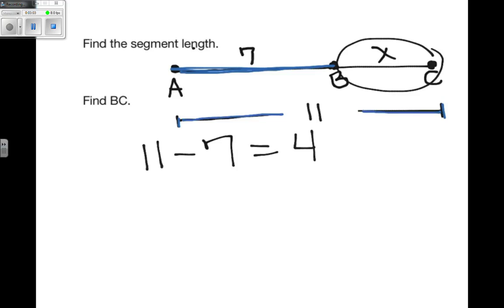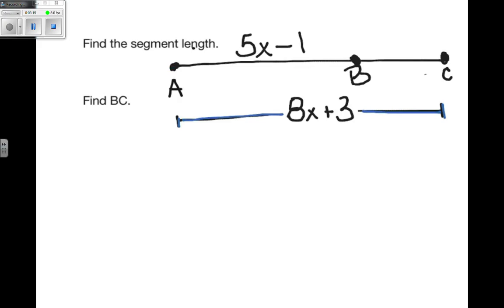Hopefully you see that we should subtract 11 and 7 to see that the missing piece here is 4. Let's look at this problem like we did the previous, as if we did not know the values but had expressions instead. So let's look at this situation. We have from A to B as 5x minus 1, and from A to C as 8x plus 3.